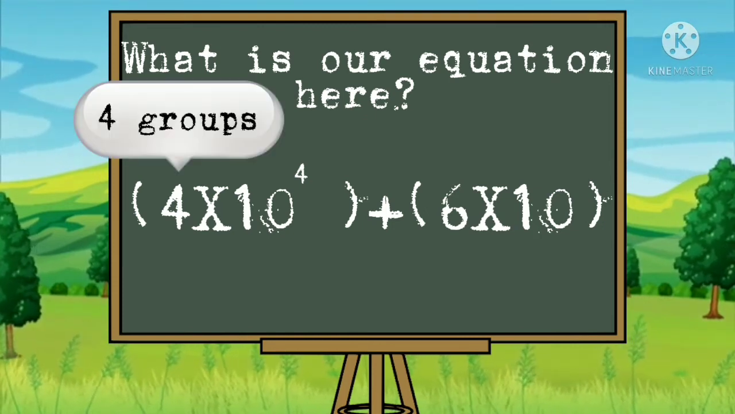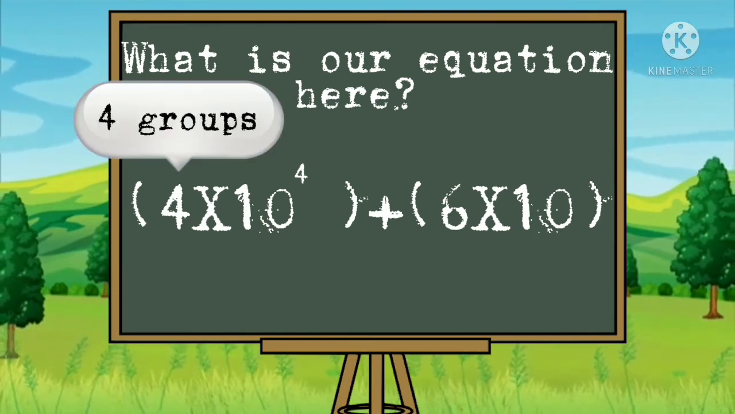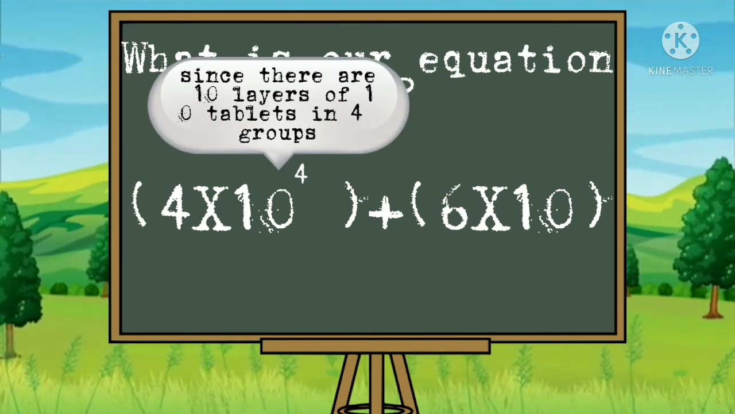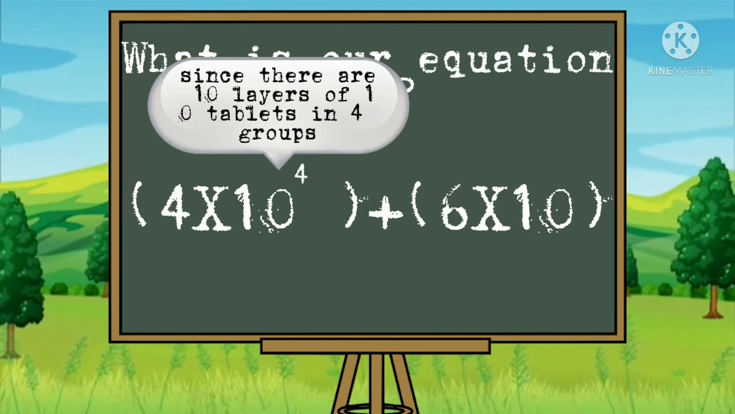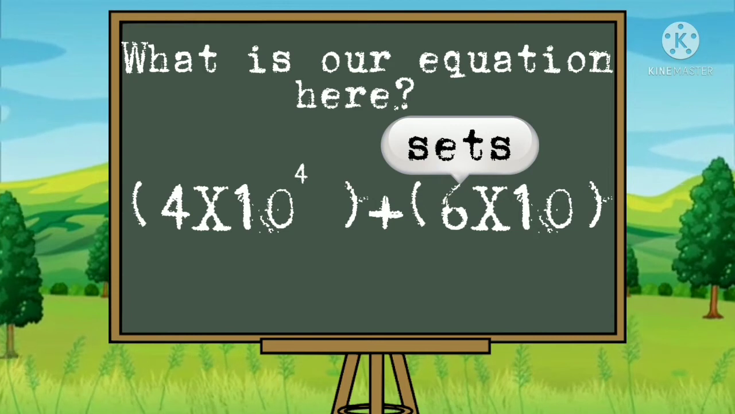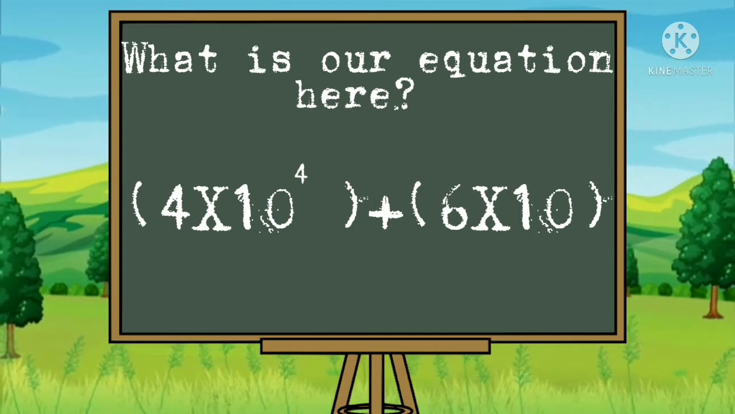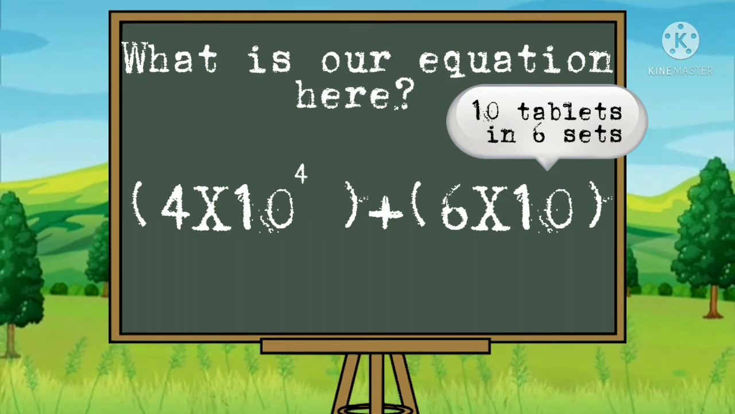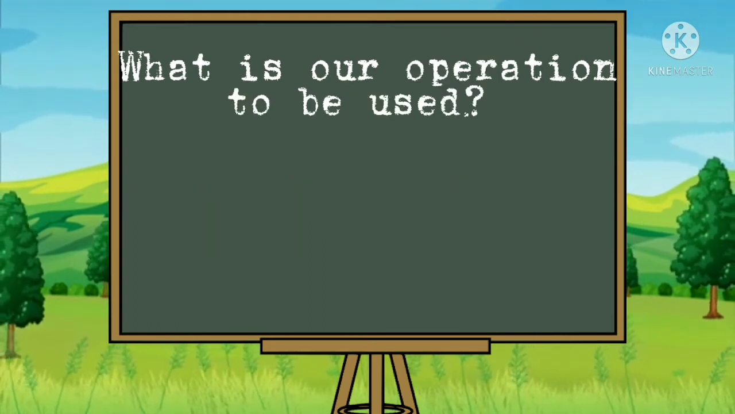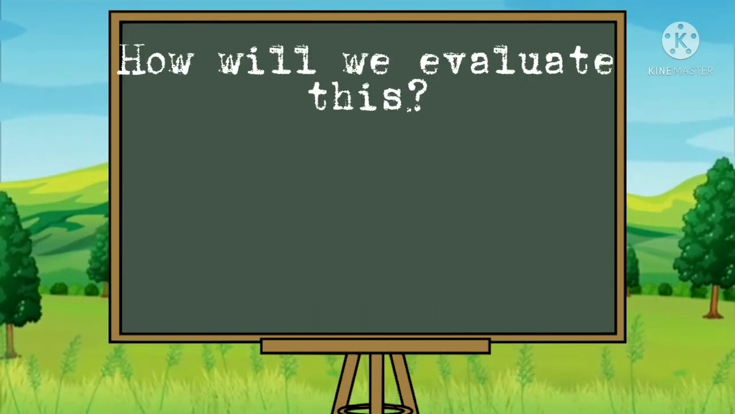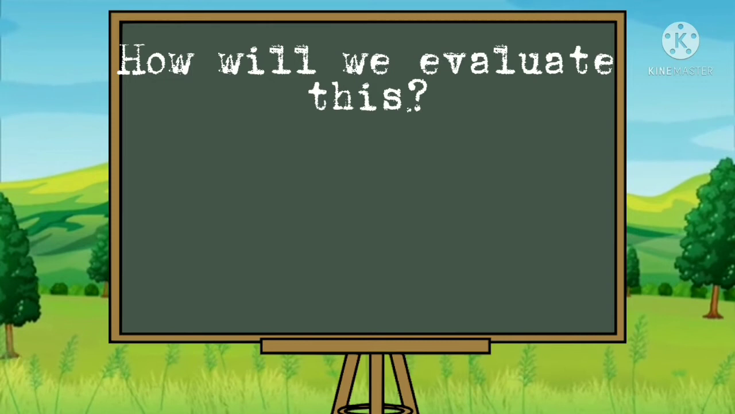Whereas 4 is for the 4 groups, 10 raised to the power of 4, since there are 10 layers of 10 tablets in 4 groups, so 10 raised to the power of 4. Now, 6 is for the sets and another 10 is the 10 tablets in 6 sets. Now, what is our operation to be used? It is multiplication and addition. How will we evaluate this?